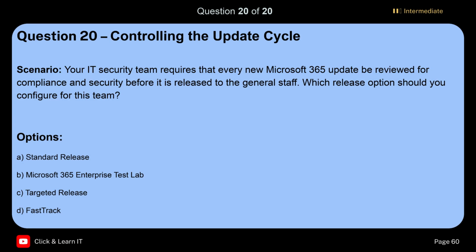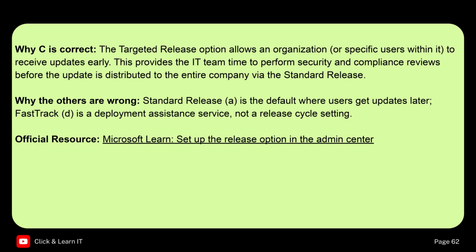Question 20. Your IT security team needs to review every new Microsoft 365 update for compliance and security before general release. Which release option should you configure for this team? The correct answer is C, targeted release. This option allows specific users or organizations to receive updates early, giving the IT team time for security and compliance reviews before the standard release.